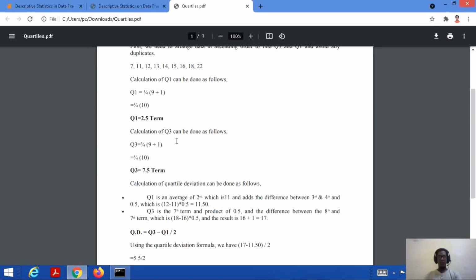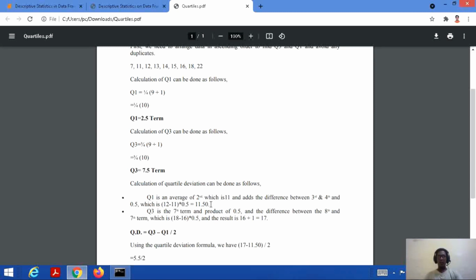Here the third term is 12 and the second term is 11. So the difference between the third and the second is 12 minus 11, and we need to multiply it by 0.5 because we are taking the term as 2.5, so we take the fractional part, that is 0.5. So 12 minus 11 into 0.5 will be 0.5, and we need to add this to the second term value, that is 11. So the result will be 11.5.